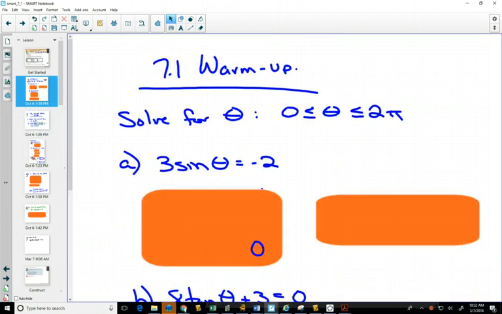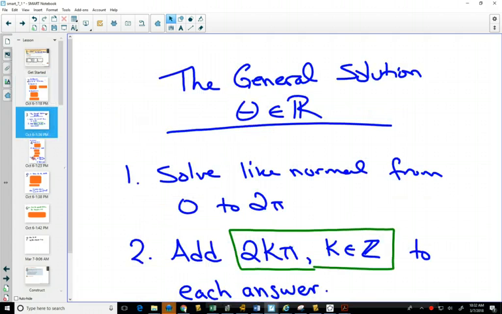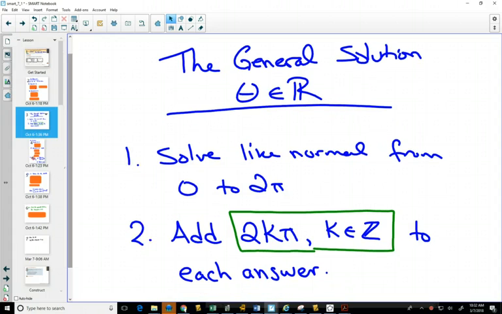What we just did was this, the general solution. There are two ways the general solution is asked. It can either say theta is an element of the real numbers, meaning that you would solve all answers from 0 to forever and 0 to negative forever.